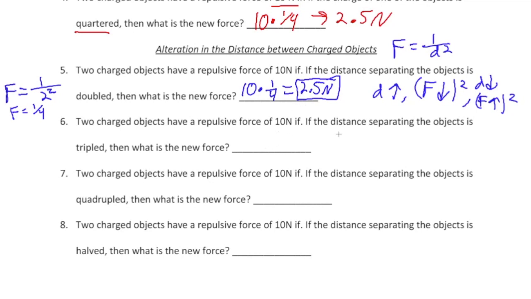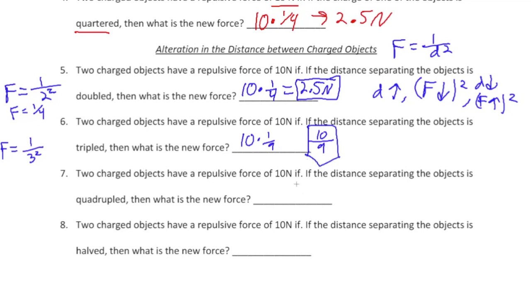Two charged objects have a repulsive force of 10 newtons. If the distance separating the objects is tripled, then what is the new force? Same thing. Force is equal to 1 over the distance squared. So in this case, 3 squared, 1/9. So 10 times 1/9, that just gives us 10 ninths.